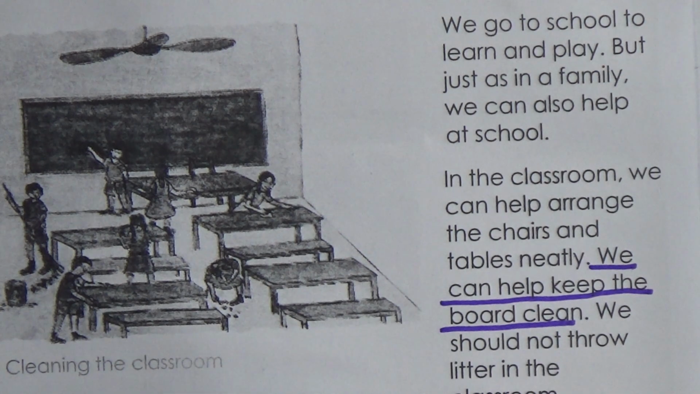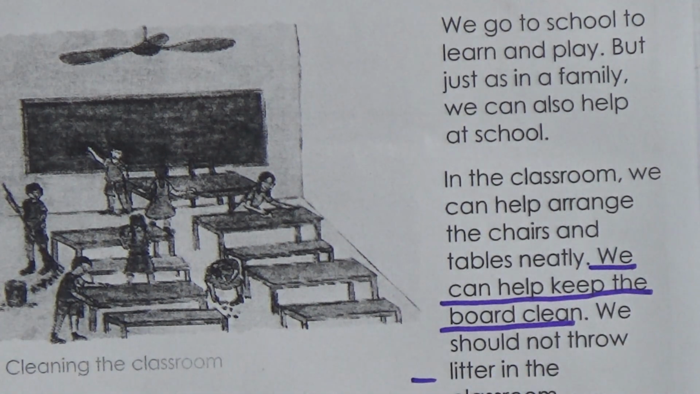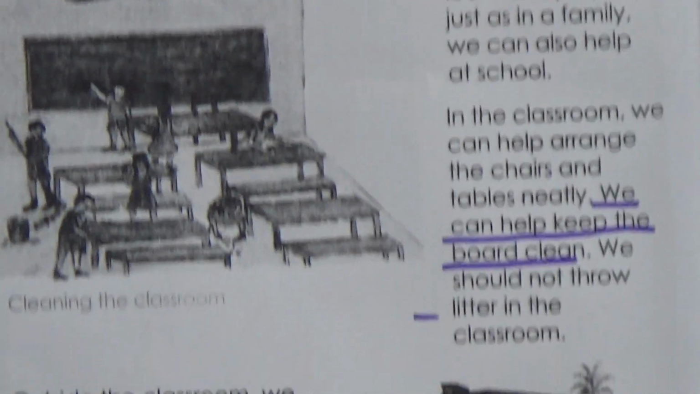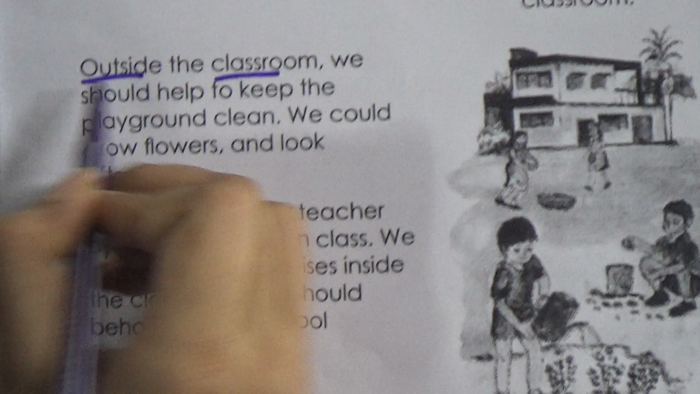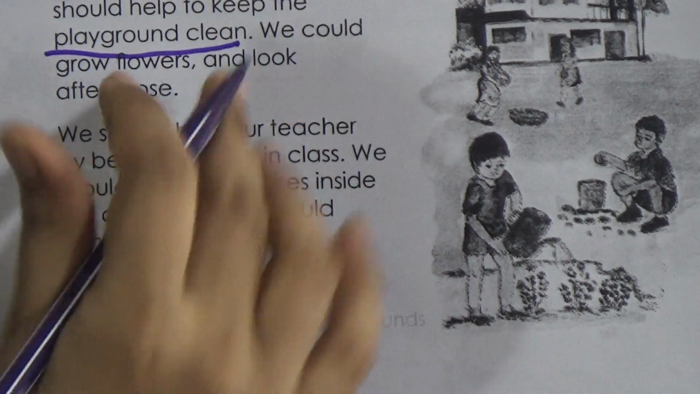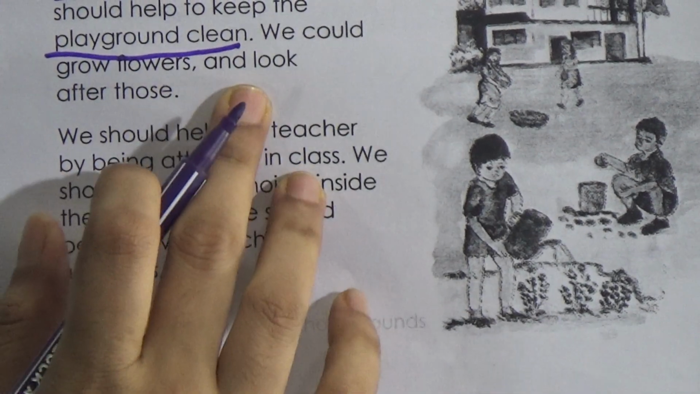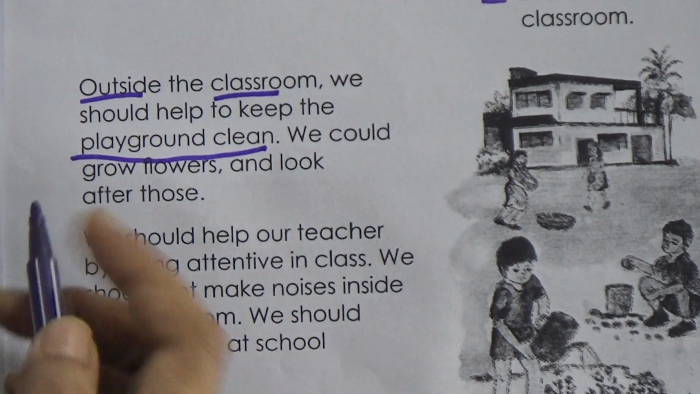We should not throw litter in the classroom. Litter means trash, that means dirty things. Okay. So we should not throw this in the classroom. Outside the classroom, we should help to keep the playground clean. We could grow flowers and look after those. So we can grow flowers and look after them also.